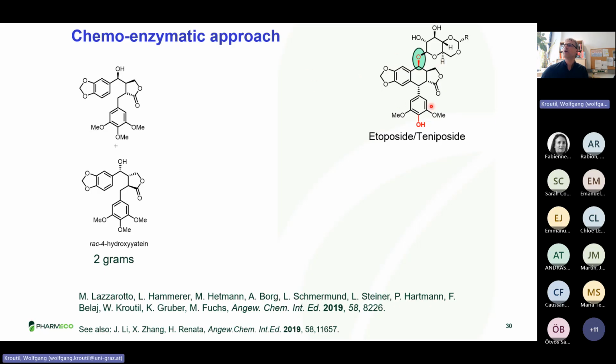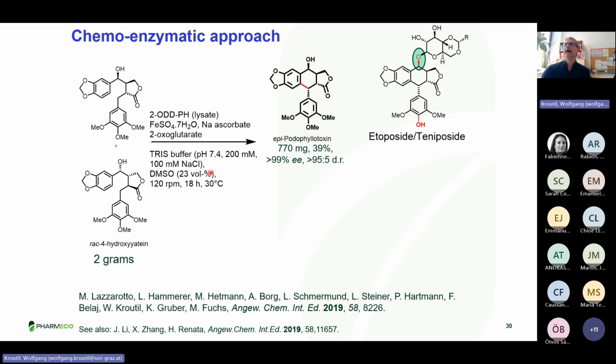So this racemic hydroxyyatein, what you see here on the left, is actually really close to our etoposide, teniposide, except of the missing CC bond. It has already the hydroxy group installed. So we were wondering whether the natural enzyme could use this non-natural substrate and doing here the CC bond formation as well.